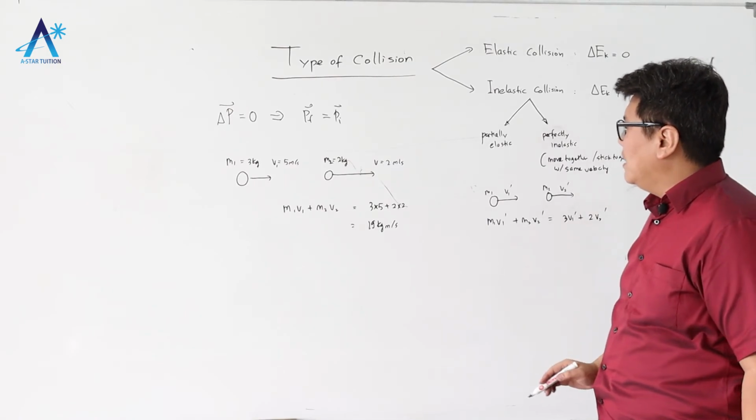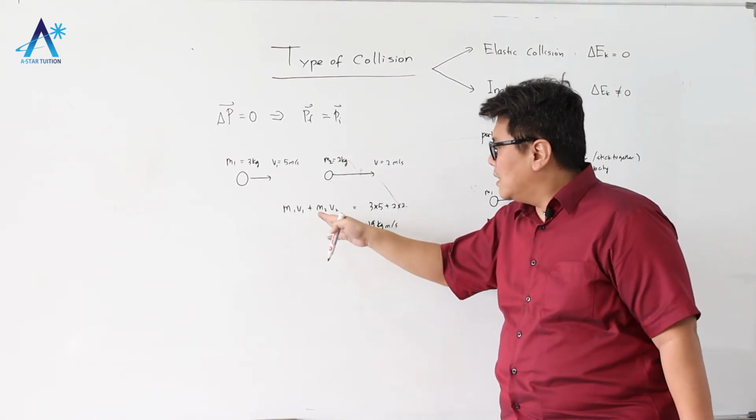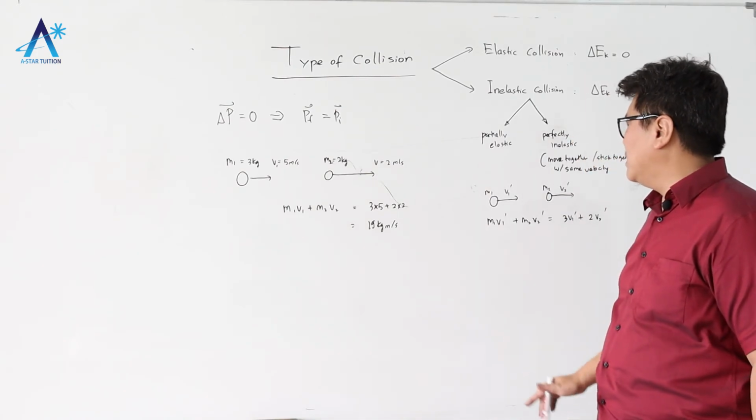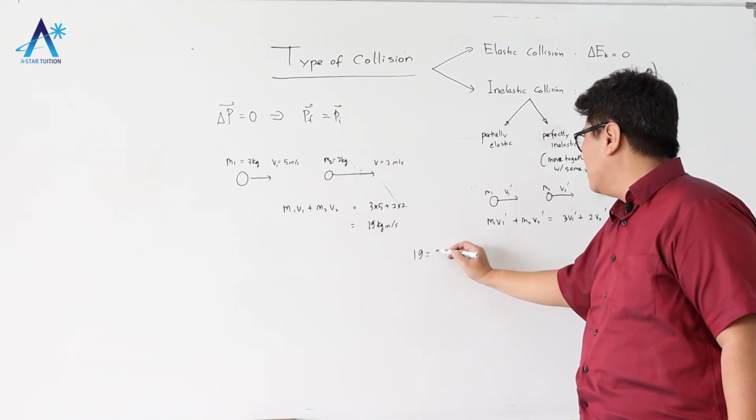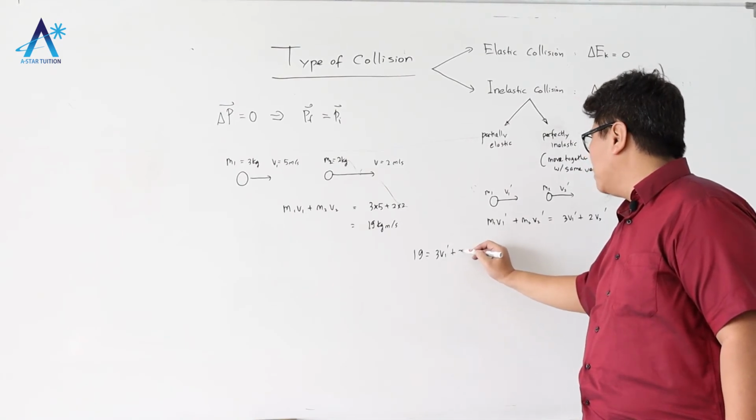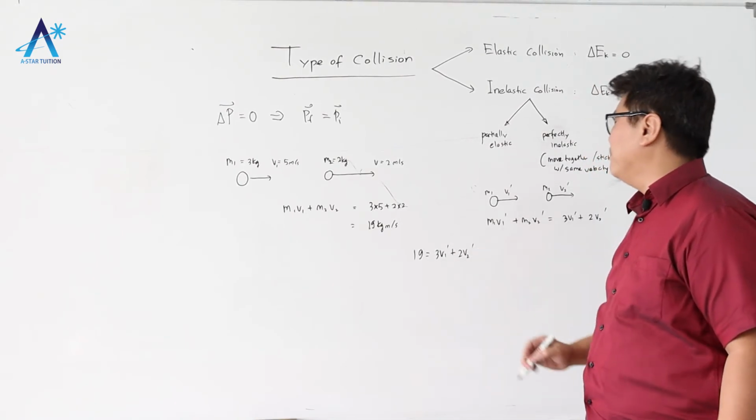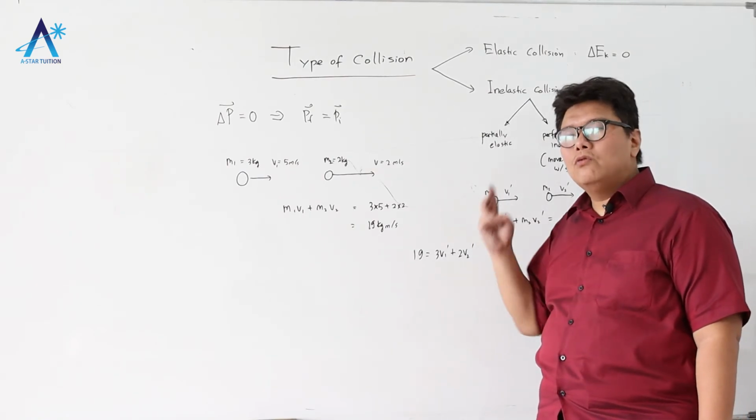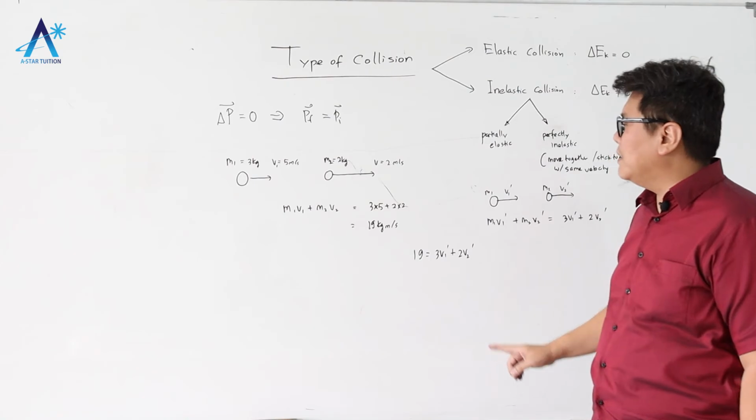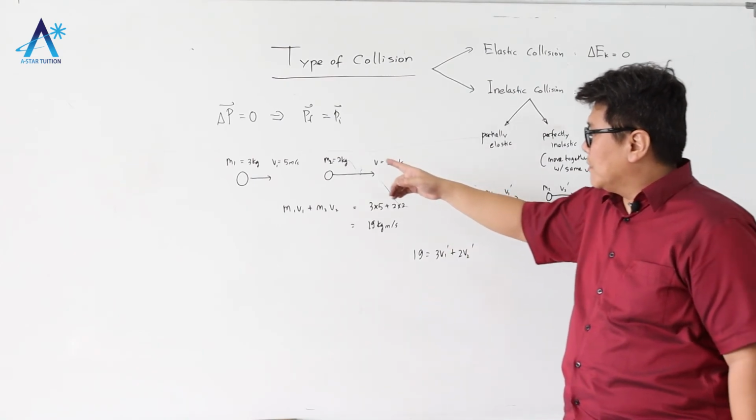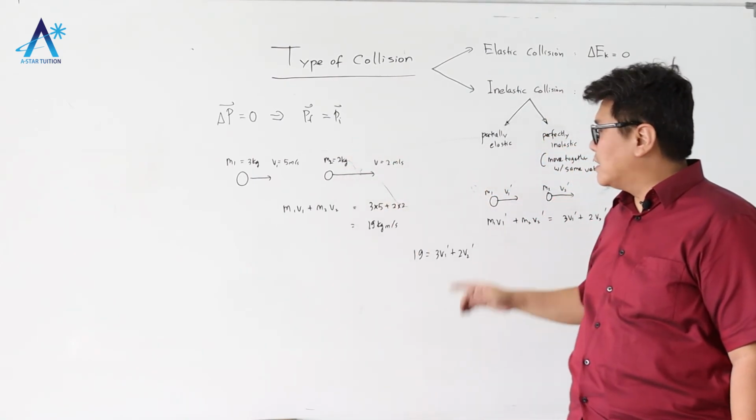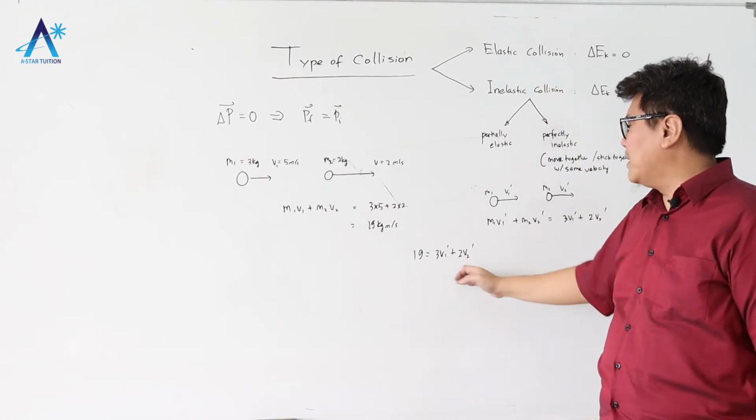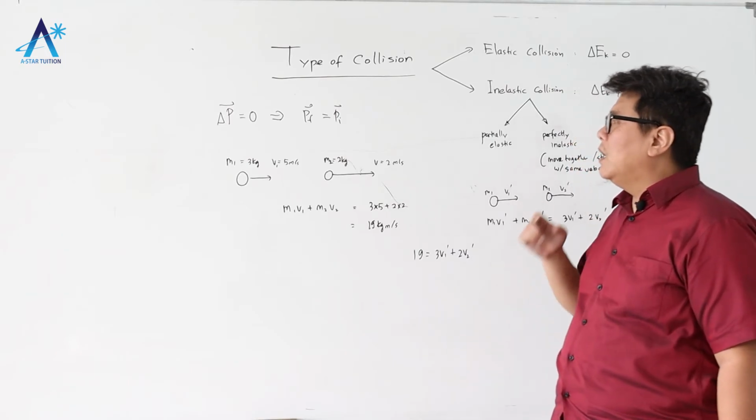So then by setting the initial momentum of the system equal to the final momentum of the system, you get 19 equal to 3 v1 prime plus 2 v2 prime. Now you can see that this is an equation with two unknowns, v1 prime and v2 prime, and this condition, which is the conservation of momentum in itself, is insufficient to determine what happened next. What is v1 prime, v2 prime?